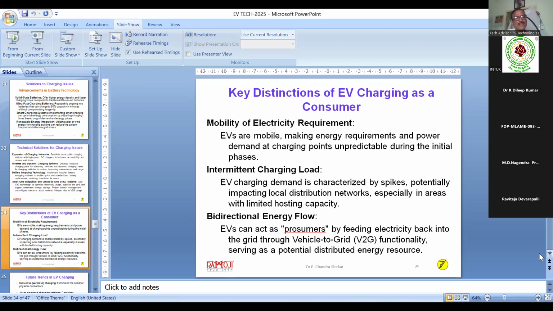EVs can also do that whenever you have excess energy. Based on the demand, the grid makes a request: you have a 100% charged station, can I withdraw some energy from you? That means the EV also can give energy back when you are in the stationary mode.